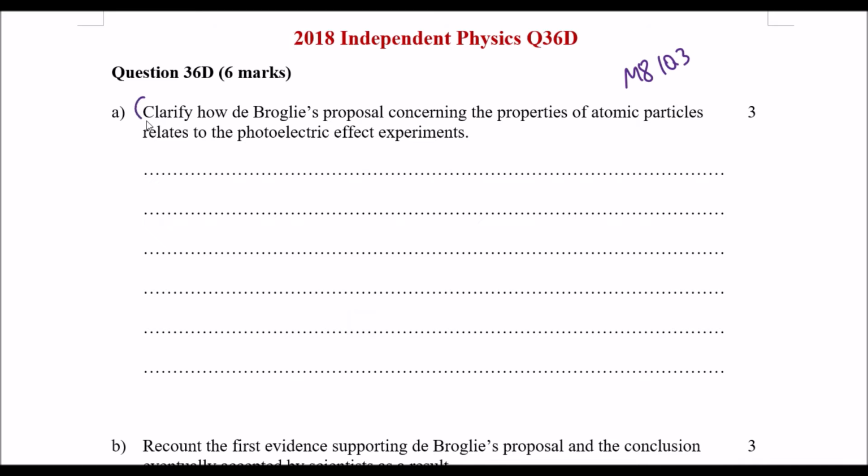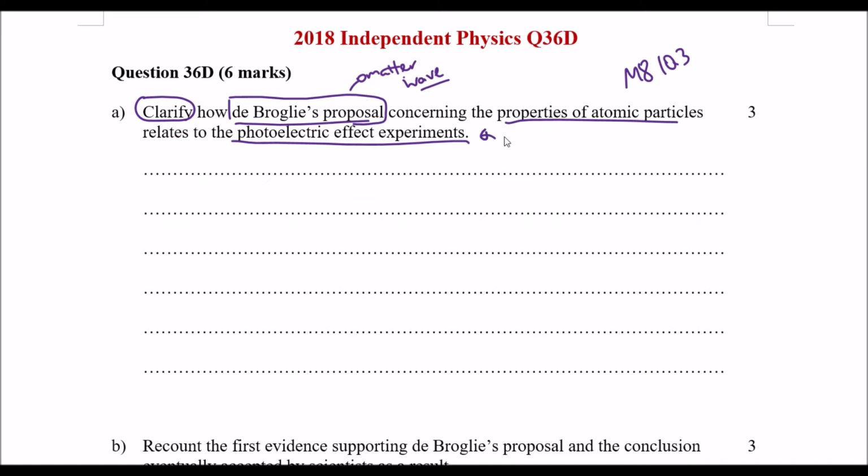Question A says we need to clarify how de Broglie's proposal concerning the properties of atomic particles relates to the photoelectric effect experiments. Okay, so the concept that we're trying to talk about here is de Broglie's proposal. De Broglie's proposal was the concept of matter waves, that particles would have wavelengths. And he needs to relate that to the photoelectric effect, which brought us this equation.